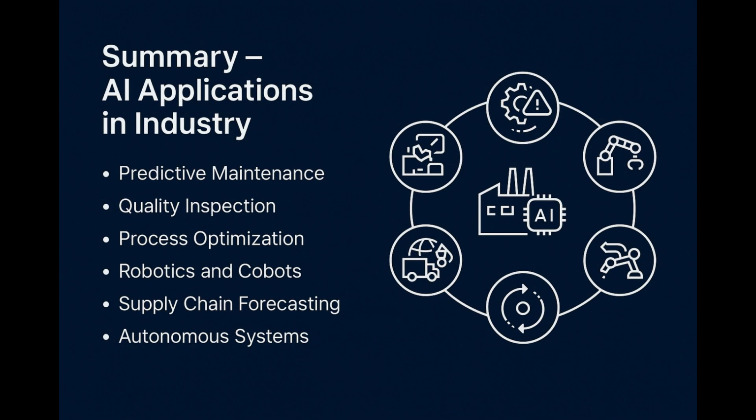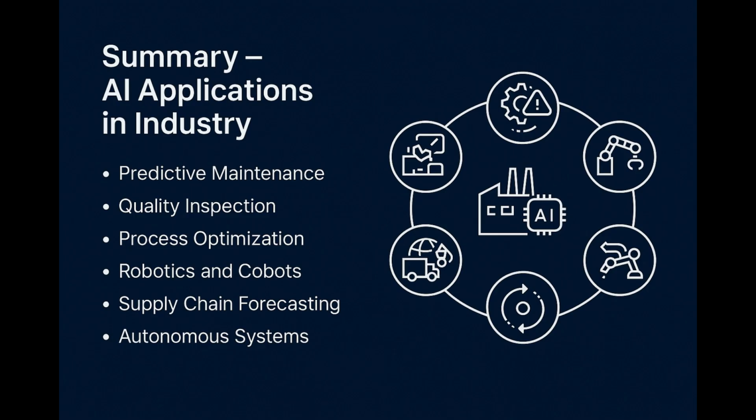Let's recap some of the most powerful ways AI is transforming industrial operations. We started with predictive maintenance, using AI to detect equipment issues before they cause downtime. We then explored quality inspection, where AI-powered vision systems spot defects faster and more reliably than humans. In process optimization, AI adjusts parameters in real time to maximize efficiency, reduce waste, and improve consistency.